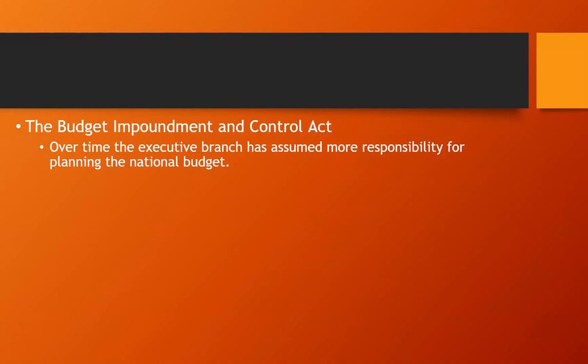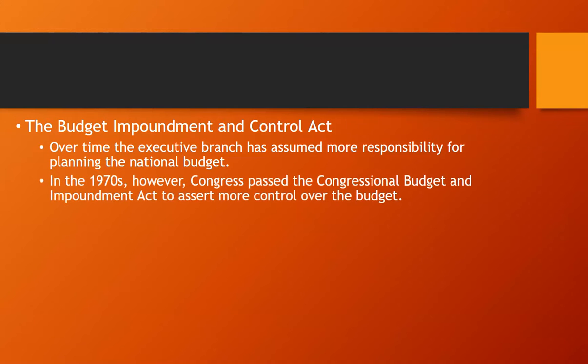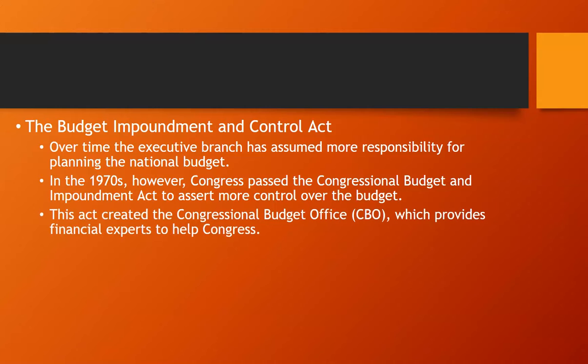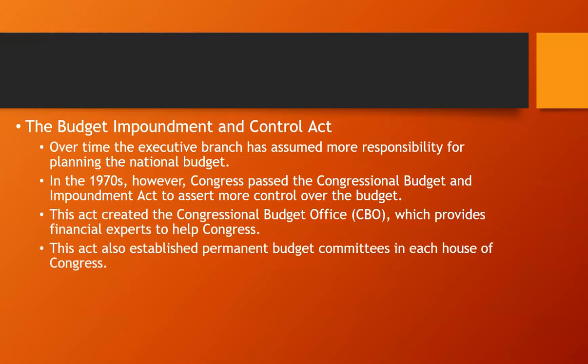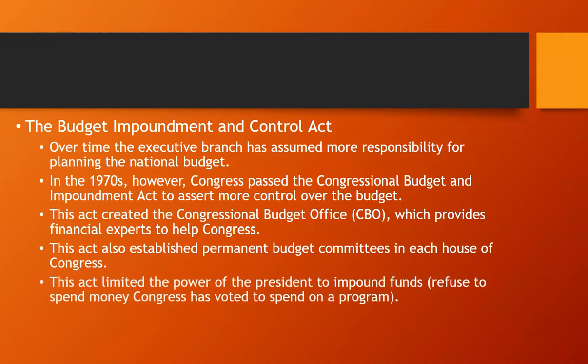Over time, the executive branch has assumed more responsibility for planning the national budget. In the 1970s, however, Congress passed the Congressional Budget and Impoundment Act to assert more control over the budget. This act created the Congressional Budget Office, the CBO, which provides financial experts to help Congress. This act also established permanent budget committees in each house of Congress and limited the power of the president to impound funds, to refuse to spend money that Congress had voted to spend on a program.